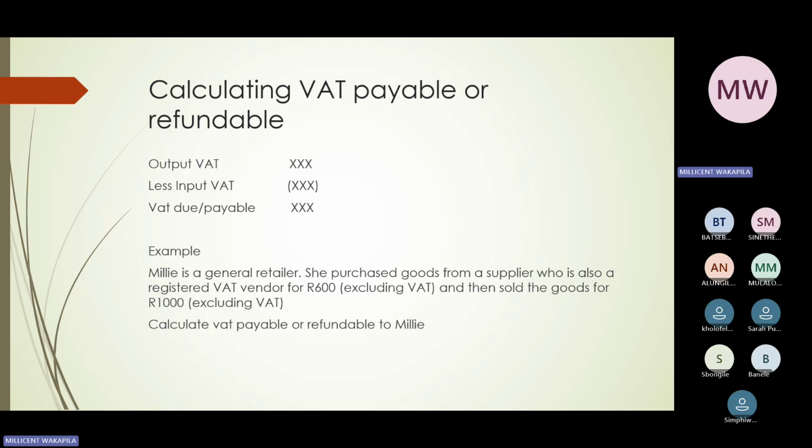What I'd like you guys to pay attention to is that on the two amounts that I've given you, the 600 for the VAT inputs is excluding VAT. I'm going to explain to you guys why that is important. And the 1,000 rand for the sales that I've made also excludes VAT. Now we have to calculate the VAT payable or refundable to Millie, right? So we have to calculate the VAT now.